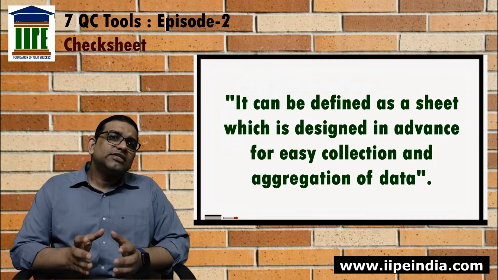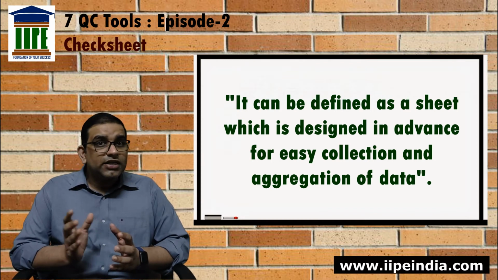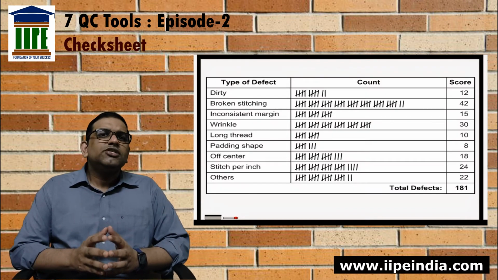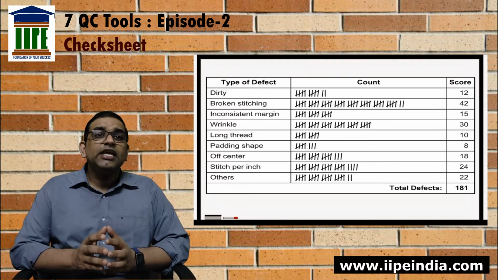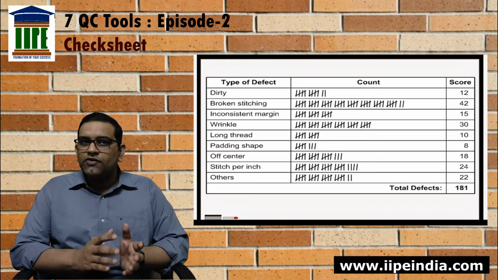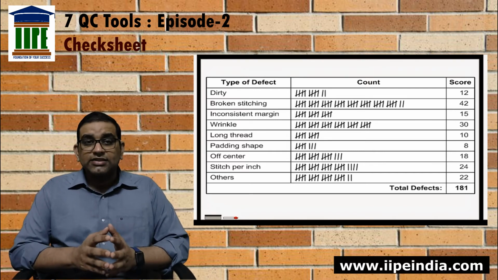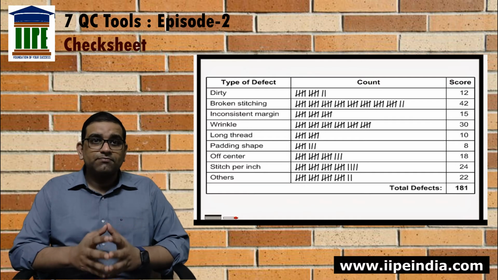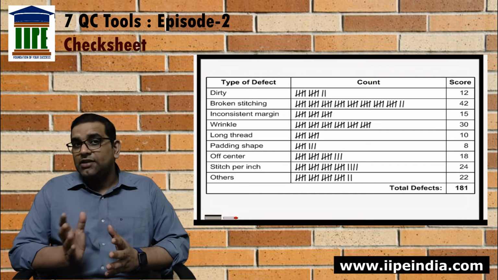It can be defined as a sheet, which is designed in advance for easy collection and aggregation of the data. Earlier, it was a sheet where operators in the industries used to put a check mark against any issue or defect which they had observed, and later they used to count the total against each defect. Thus, the sheet was named as check sheet. In much later days, the check marks were replaced by tally marks.